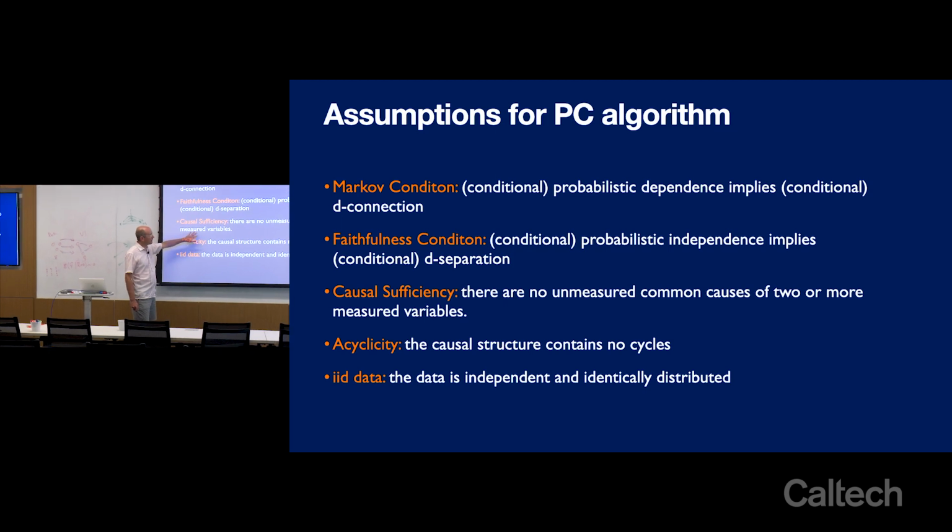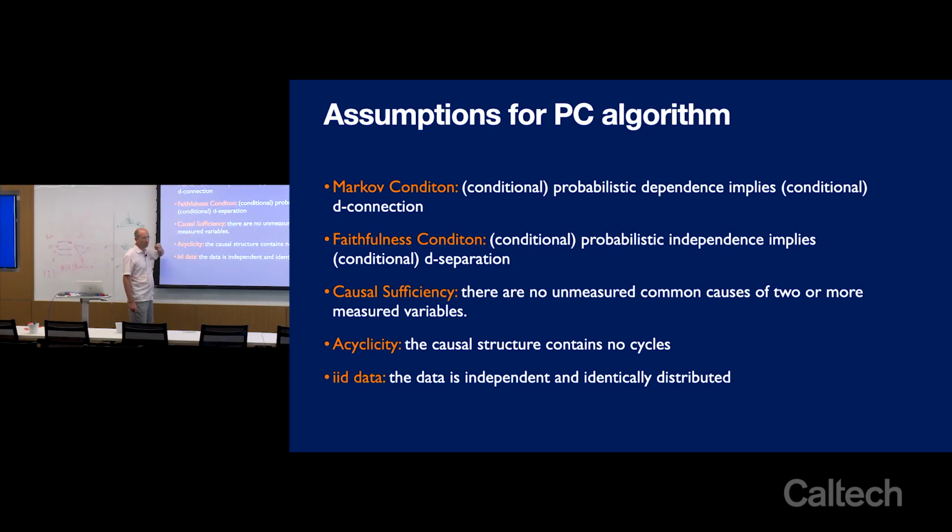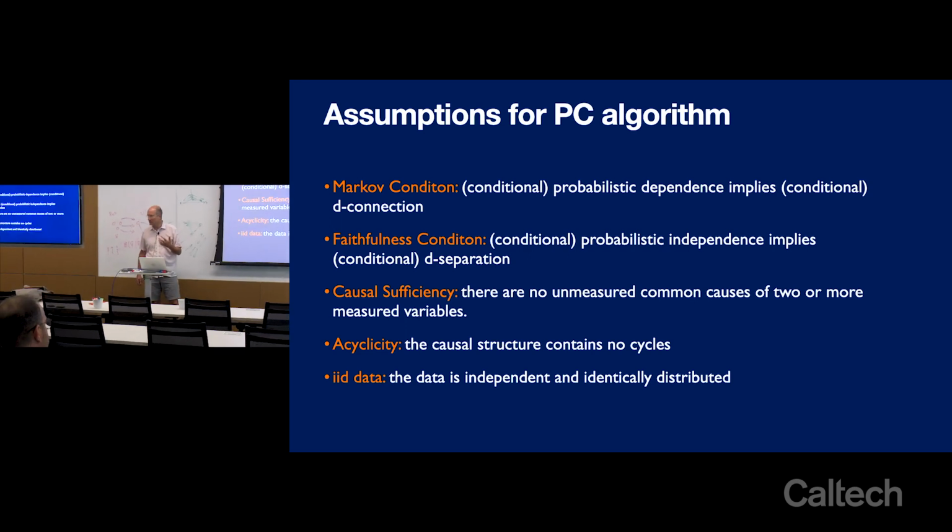We are assuming here that there are no unmeasured common causes of 2 or more measured variables. And of course, in many circumstances that you might be working in, that's a very unreasonable assumption.